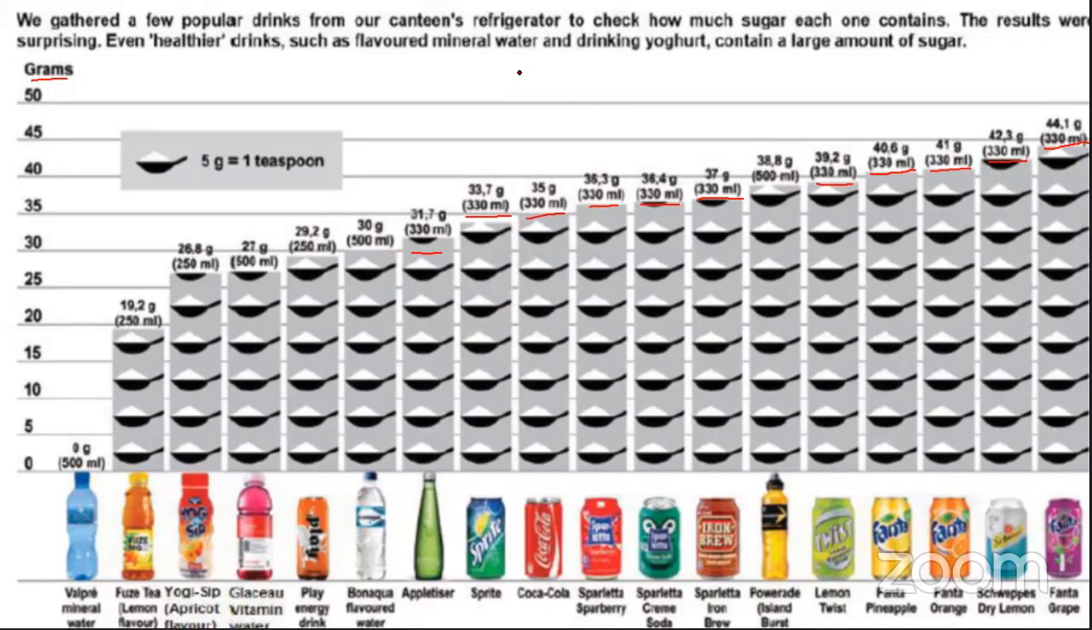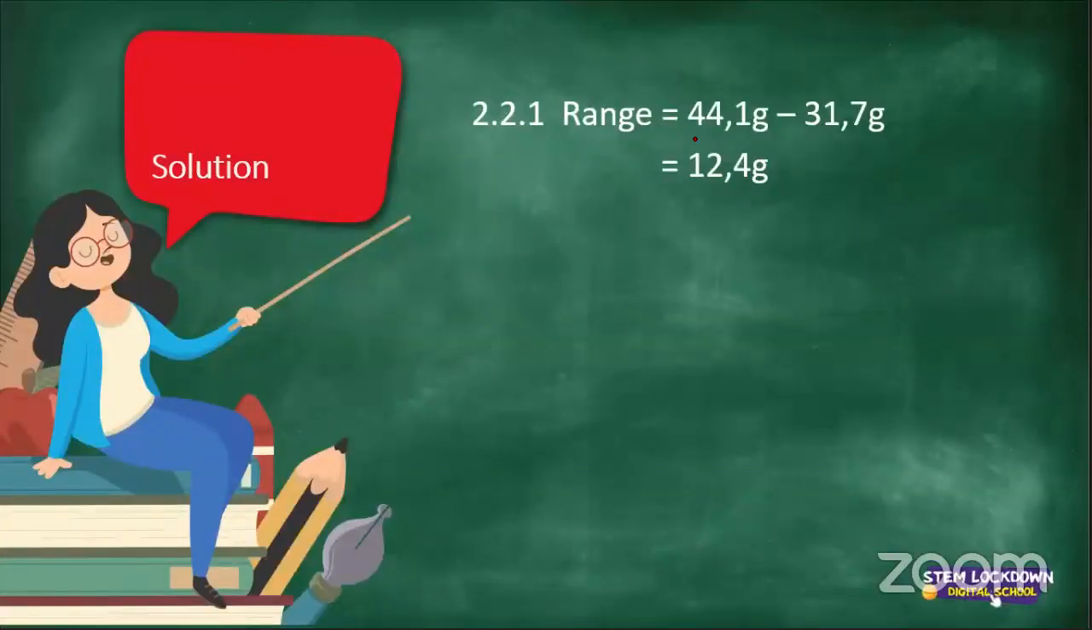For range, you just need to recall that range is the maximum or the highest less the lowest, right? The highest less the lowest. Lucky for us, these are already in order. So this is your minimum amount of sugar. And then the highest amount of sugar is 44.1, right? So your range, in this case, should be your highest, subtract your lowest. So highest is 44.1, subtract your lowest, which is 31.7, and then your answer is 12.4 grams, right? And let's just remember to write your units.